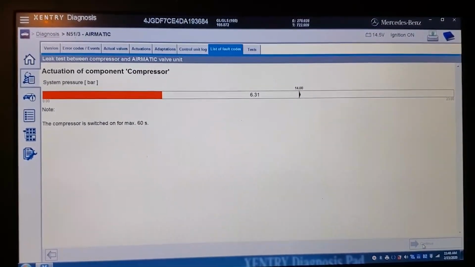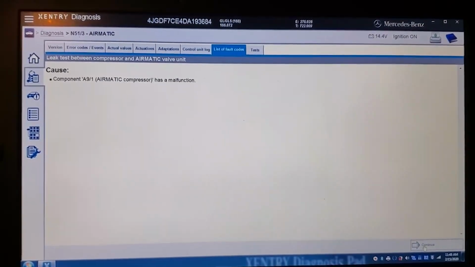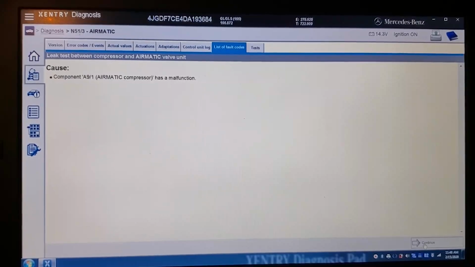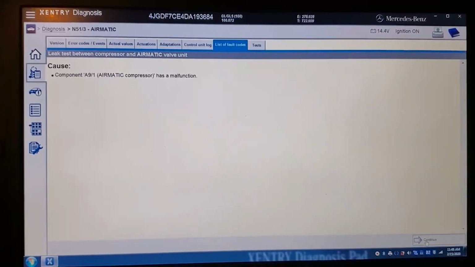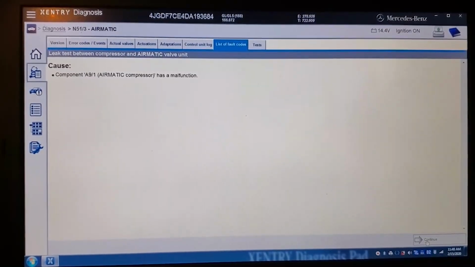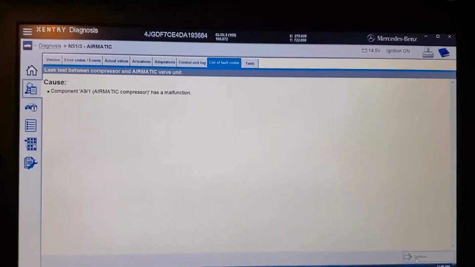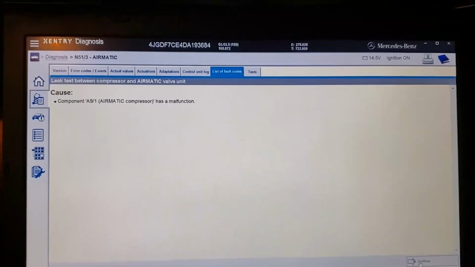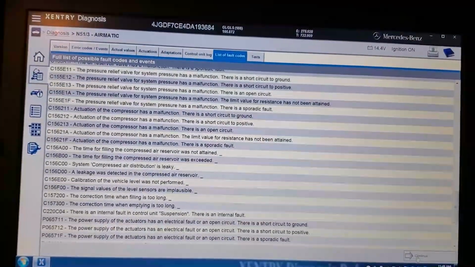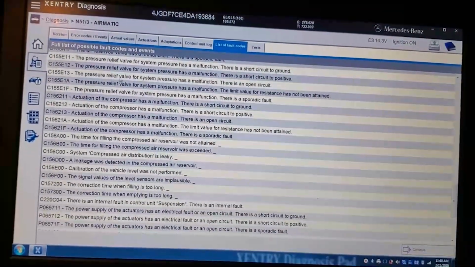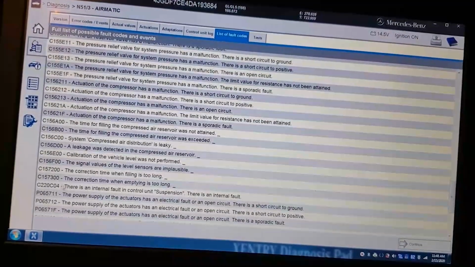I believe there is a component. Airmatic compressor has malfunction. Component A91 Airmatic compressor has malfunction. Wow. Okay, let me see again.